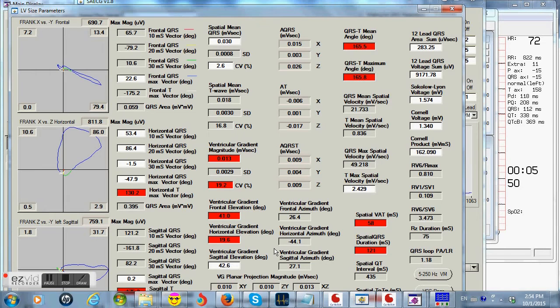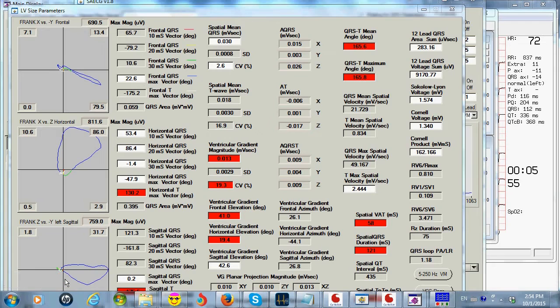So we're going to have to again go to our statistics and let the statistics tell us what this patient most likely has.